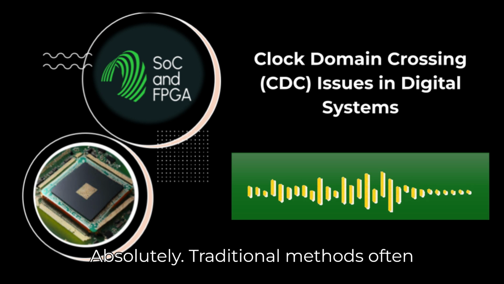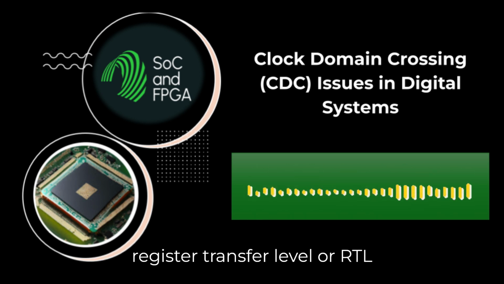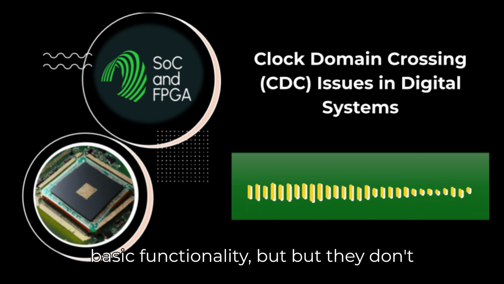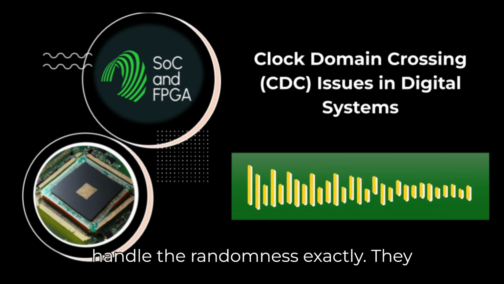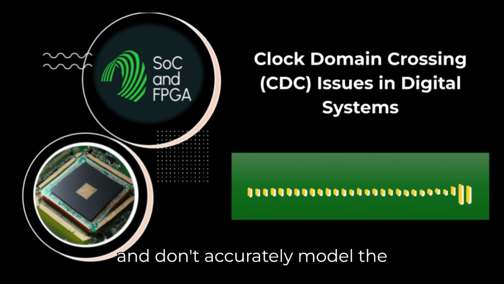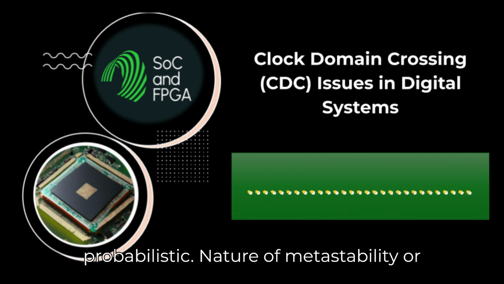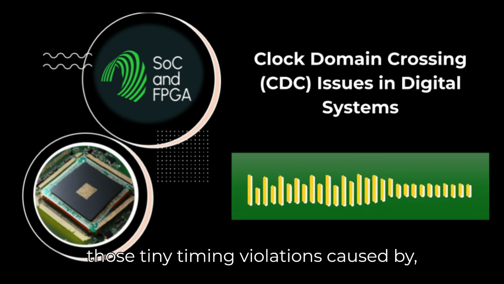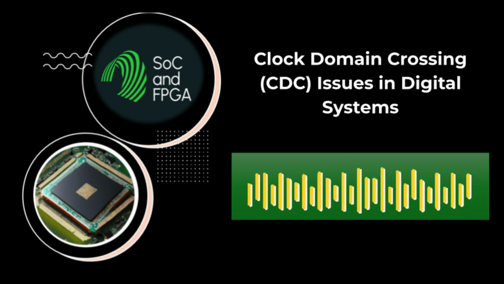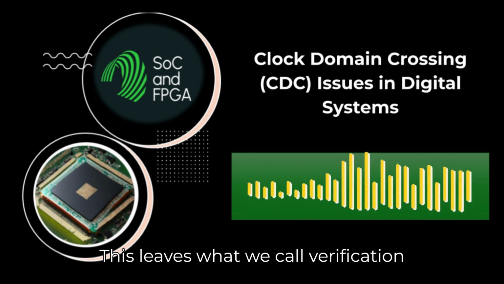Yeah. Traditional methods often fall short. For example, standard register transfer level or RTL simulations. They're great for checking basic functionality, but they don't handle the randomness. Exactly. They typically run with fixed clock periods and don't accurately model the probabilistic nature of metastability or those tiny timing violations caused by, say, signal noise or voltage droop. This leaves what we call verification gaps.